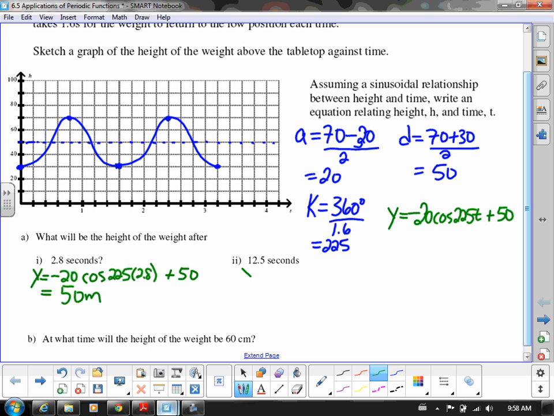Same exact process for part 2. So we're still using our equation. So 225 multiplied by 12.5 in this case, plus 50. I can't really use the graph for this one because our scale only goes up to a value of 4. So in this example, when you substitute in, you get about 42 meters. If you were to extend your graph, you would see that this in fact is the case.